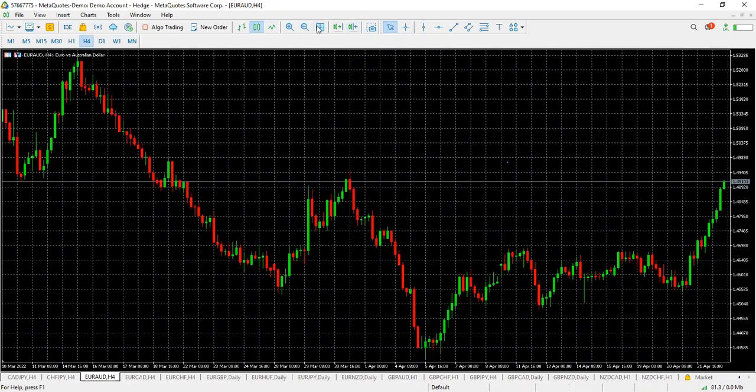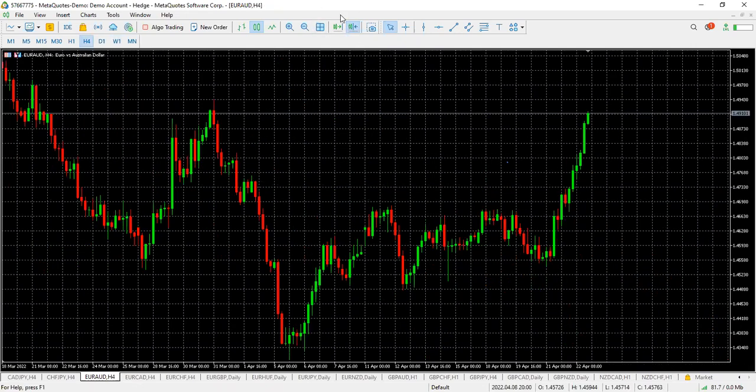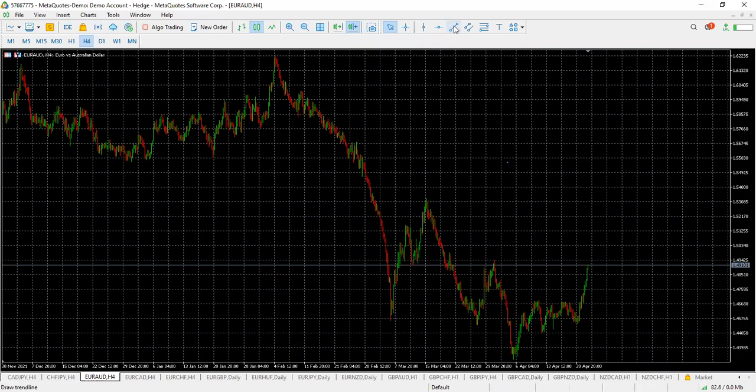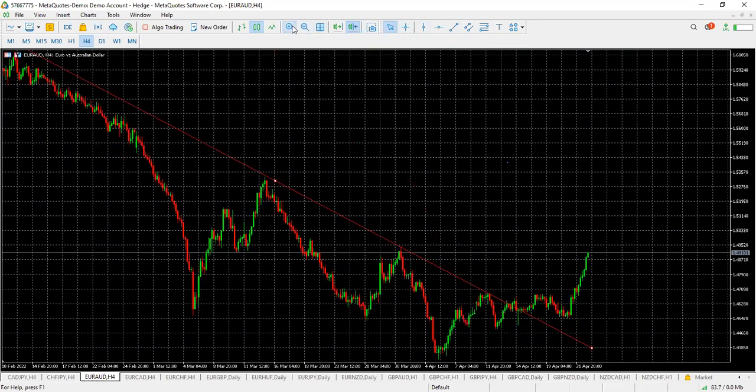Now, this trend is already broken. For those of us that are joining new, we are talking about how to identify a trend, a breakout and retest, and then take the trade and then get something out of the market. This was a break of structure. The trend was broken here, and it came back and retested it here, and it continued up.